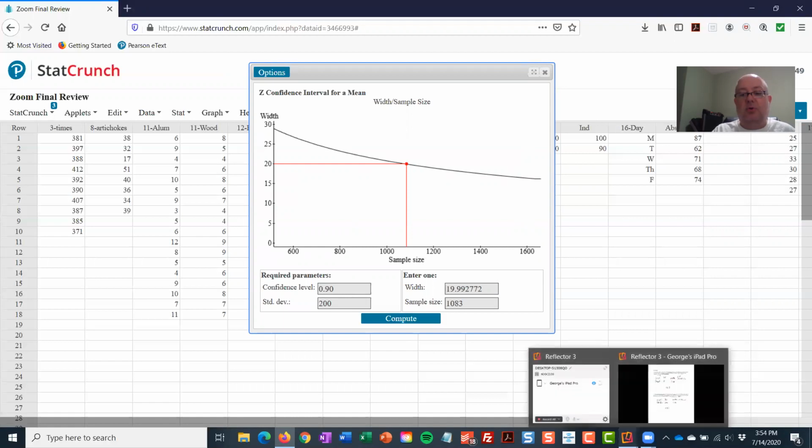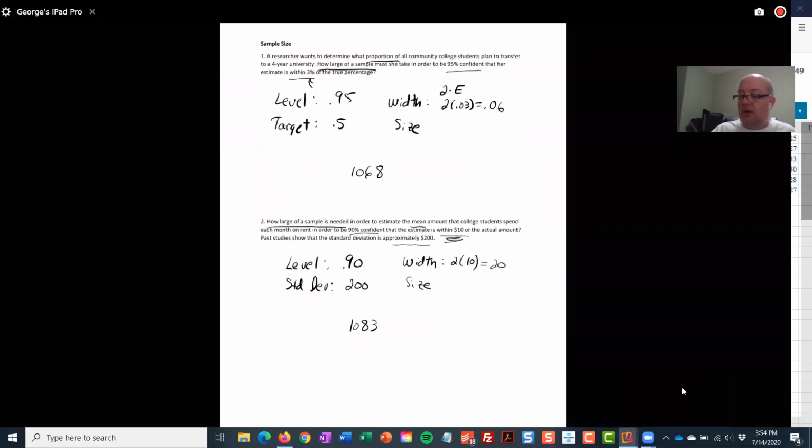So back to this screen. The sample size for the first problem, 1,068. The second problem, 1,083. Think about first, what tells you it's a sample size problem, looking for how large of a sample we need. Also notice that in each problem, there's no sample size given.